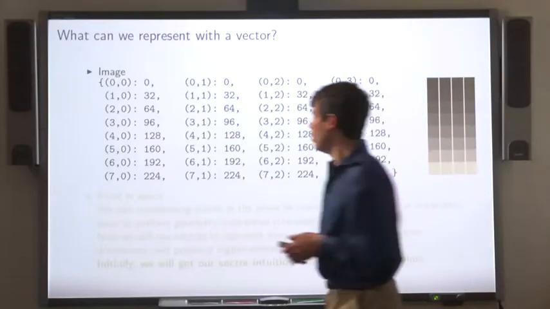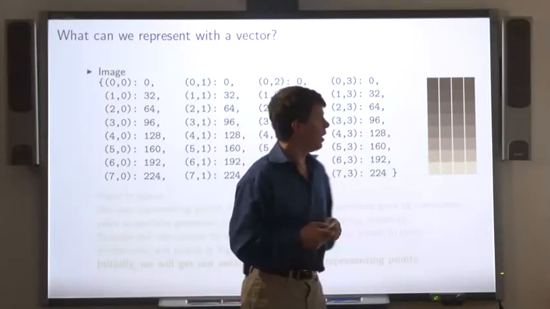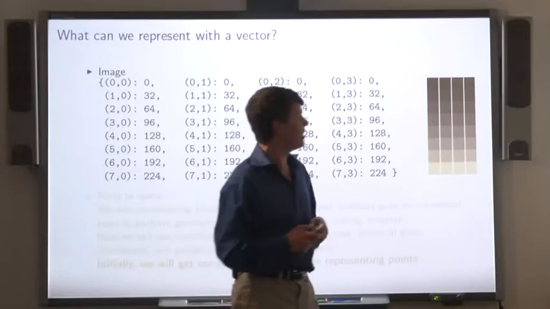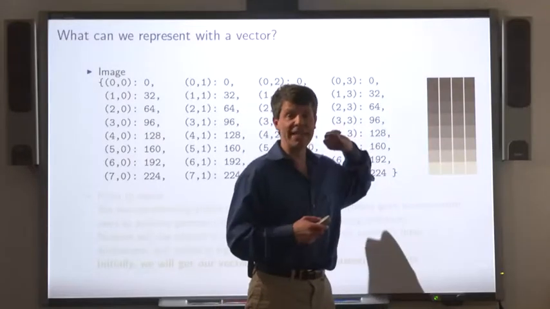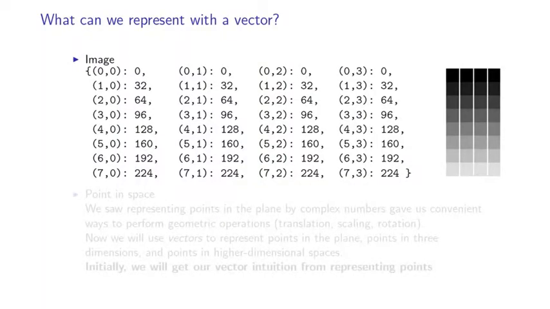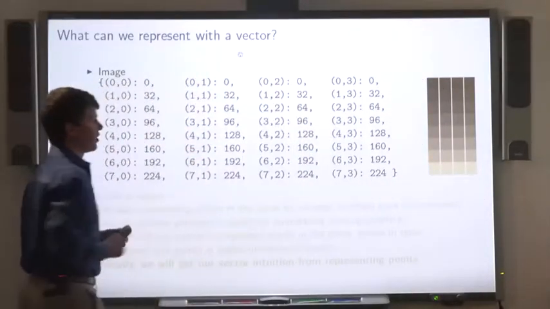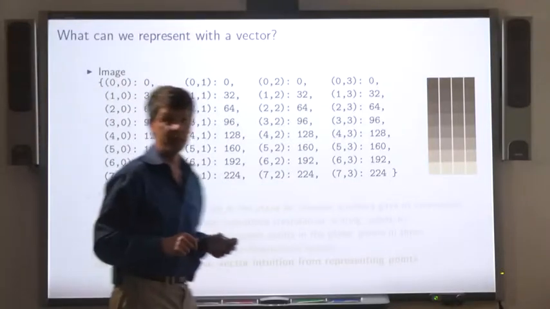Here's a way we can use it to represent an image. An image, you ordinarily think of an image as a grid of pixels, and each pixel is represented by an intensity. Well, you can think of this as a mapping from the pixel coordinates to the real numbers. So this image is represented by this function, which we can interpret as a vector.